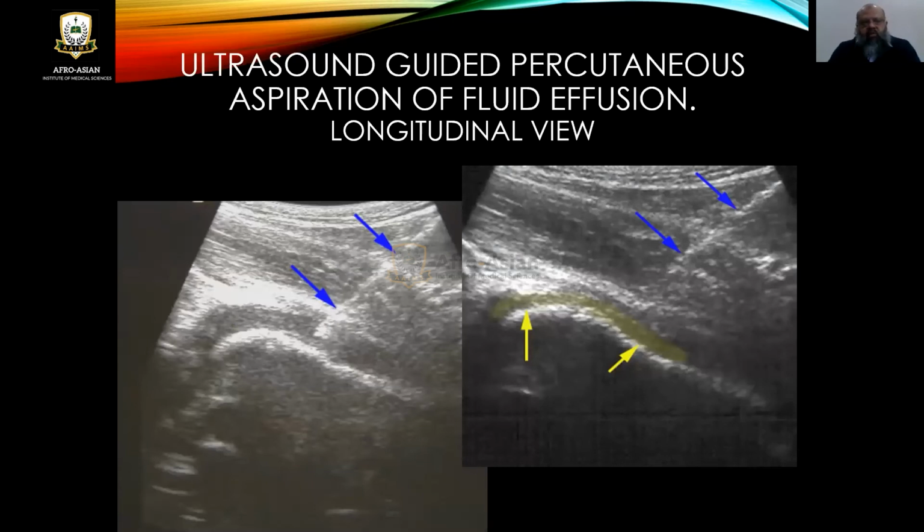Here is a case in which we were using ultrasound guidance, and here is the needle. This is the needle tip within the joint cavity where we had some fluid, so we can aspirate the fluid. This is the needle which is going towards that.